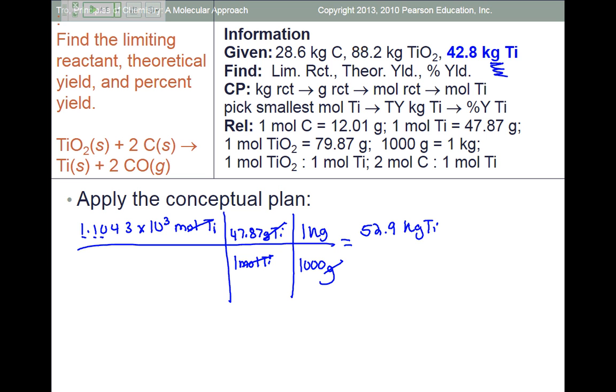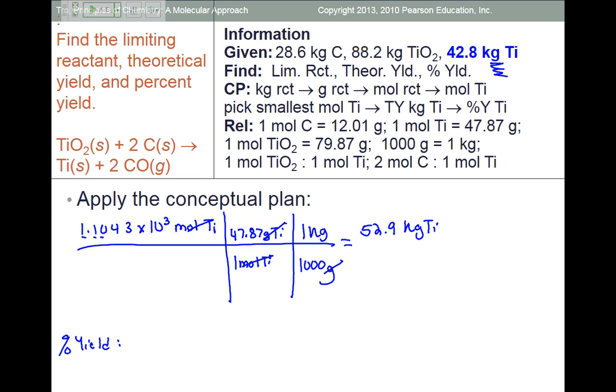So what we see is our theoretical yield is 52.9 kilograms. That makes sense. We should have a higher theoretical yield than our actual yield. So now we can calculate our percent yield.